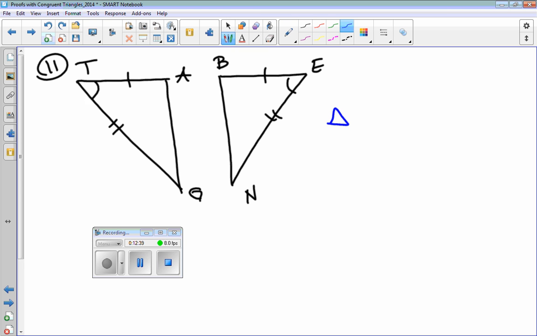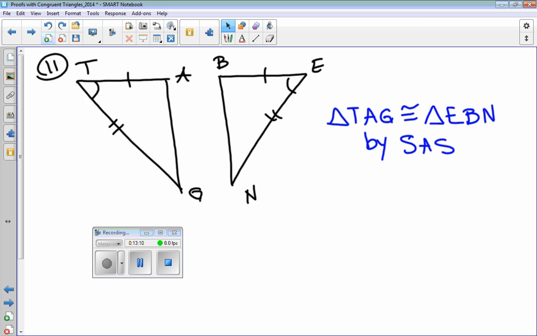Let's try it. Triangle TAG is going to be congruent to what triangle on the other one? What does angle T correspond to over here? E. Okay, and then A would correspond to B, so it would be EBN, and that would be the congruency, and the reason would be side-angle-side, because the angle is formed by the two sides. It is the included angle. Okay? So a little better?